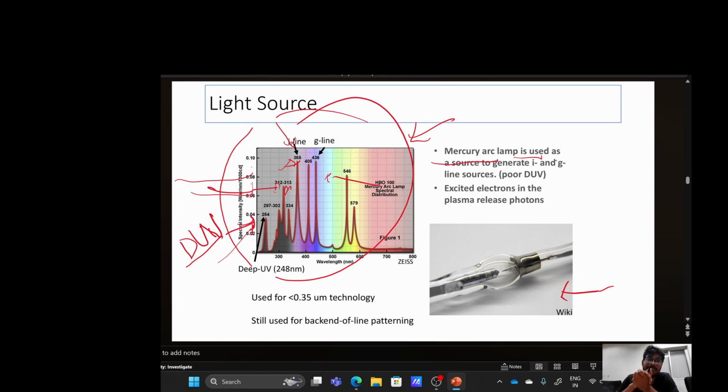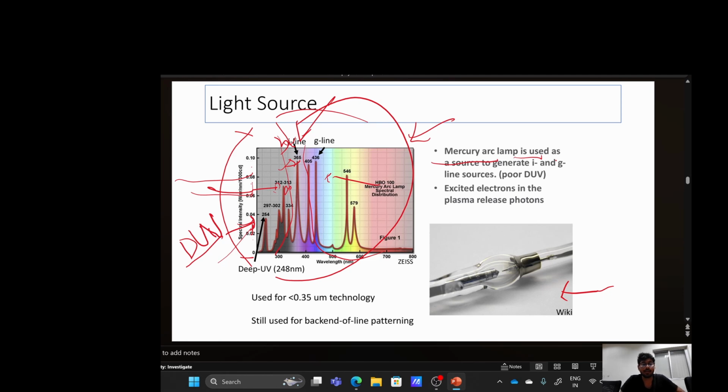The photoresist's chemical changes are wavelength dependent, so we do not require these other wavelengths. What we can do is filter out only the required wavelength. According to the tool, we choose the photoresists based on which light they are sensitive to.